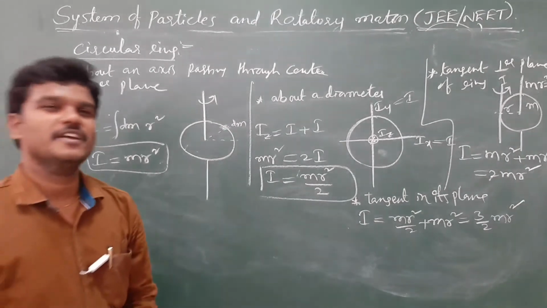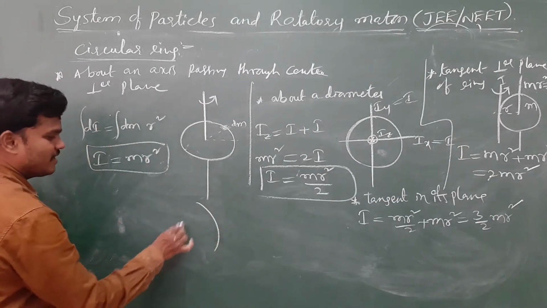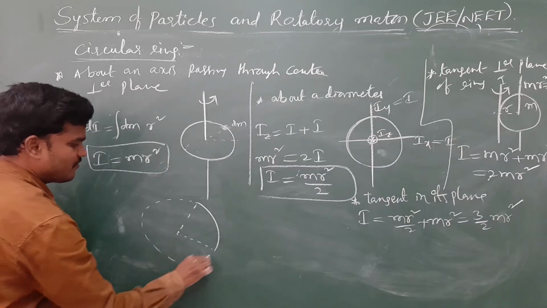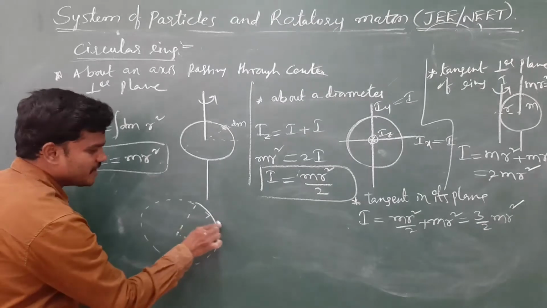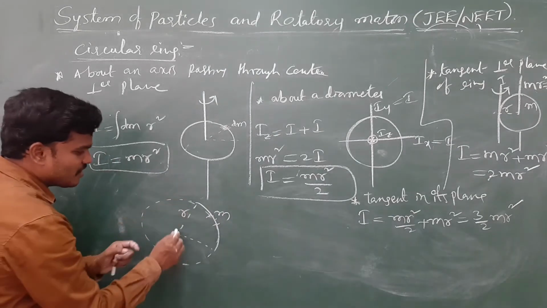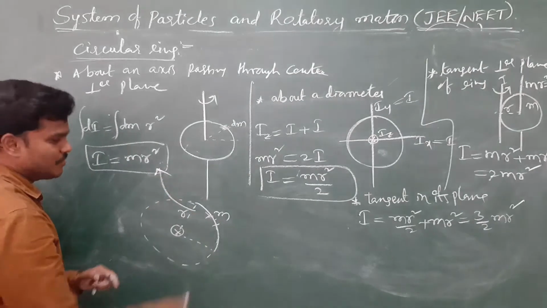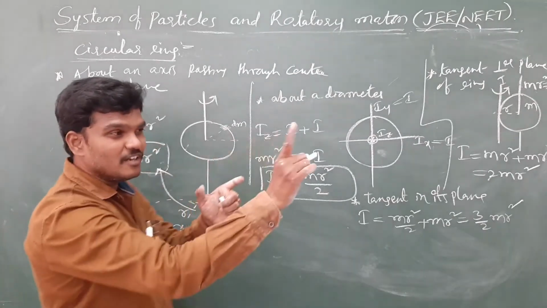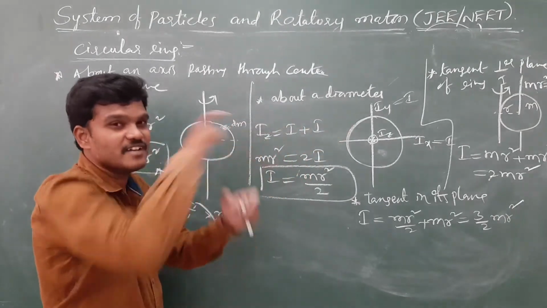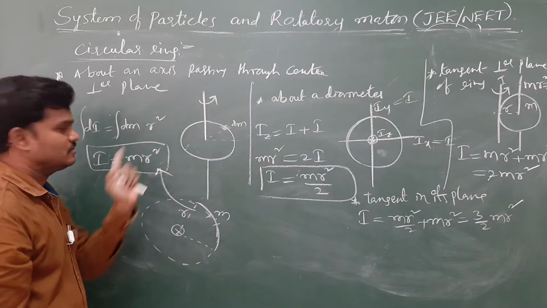First, suppose they give any arc that makes some angle theta at the center of a circle, and if it rotates, then it will form a circle. If they give any small arc whose mass is m and whose radius is r, the moment of inertia perpendicular to the plane passing through the center is only this. Okay, because if the small arc rotates, that small arc will complete a circle. So the moment of inertia is again equivalent to a circular ring only. So mr square.